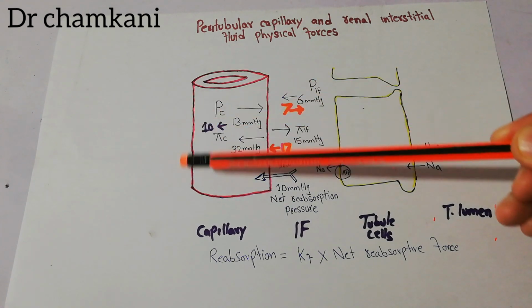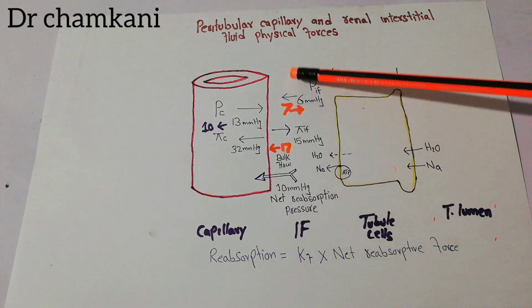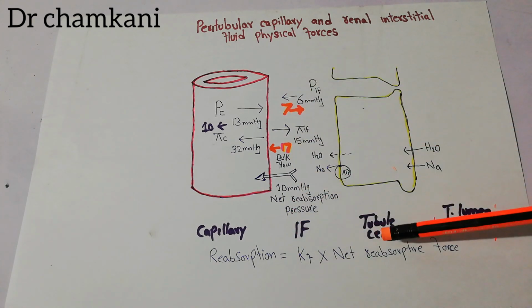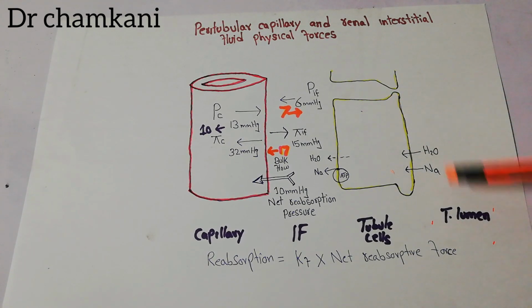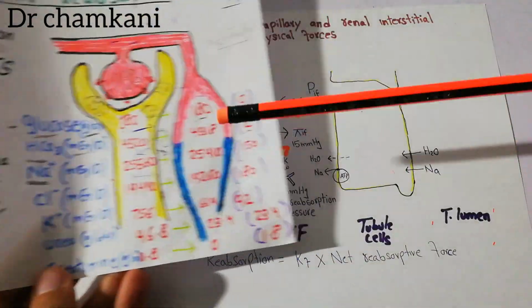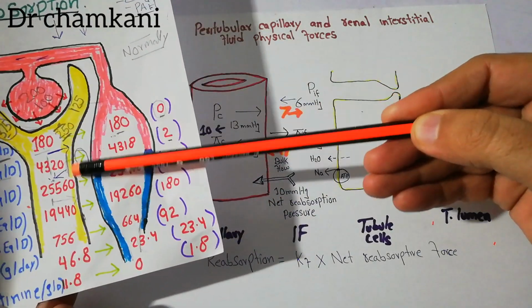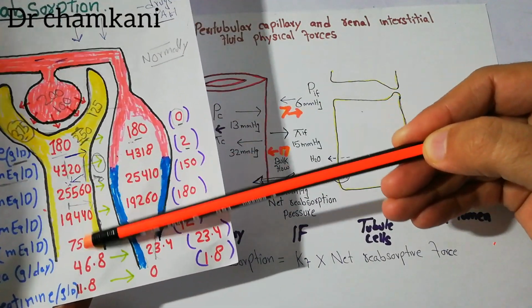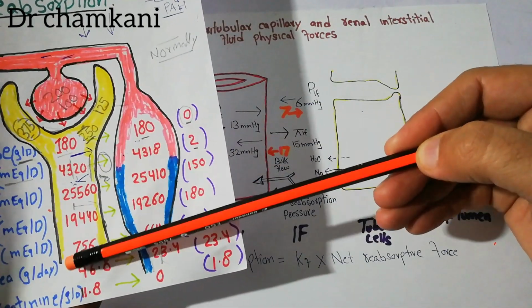Here we have the peritubular capillary in which the reabsorption is occurring. Here we have the interstitial fluid. Here we have the renal tubule cells, the cells of the renal tubule. And here we have the lumen of the renal tubule. So the peritubular capillary is here. Here we have the interstitium. Here the yellow color is showing the cells of the renal tubules, and here we have the lumen of the renal tubule.